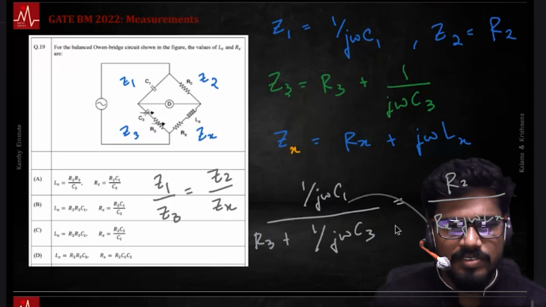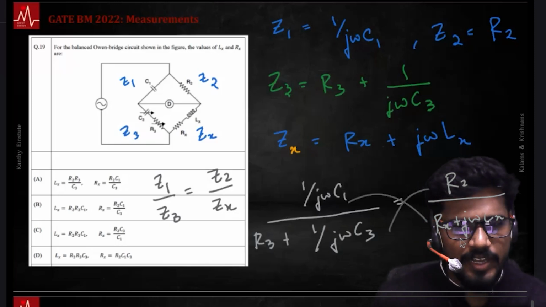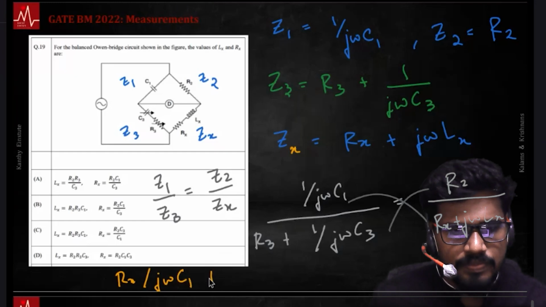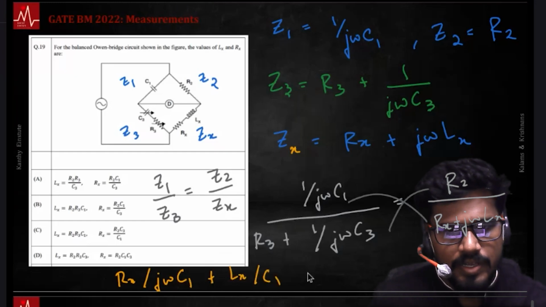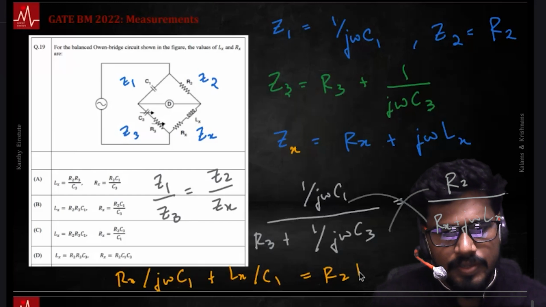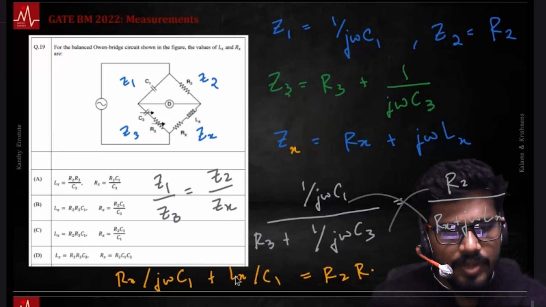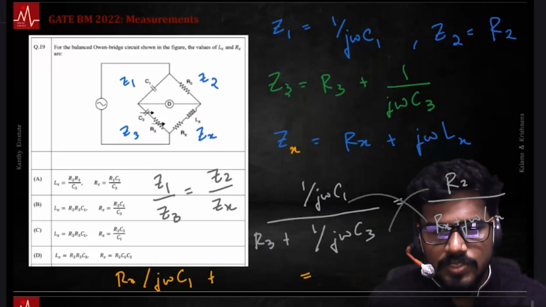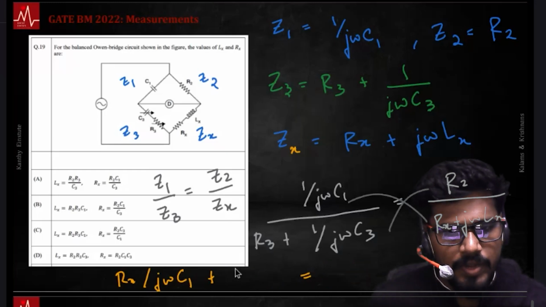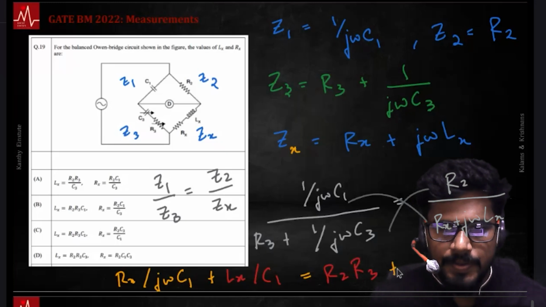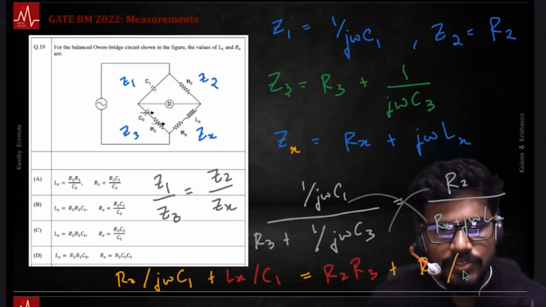So if we multiply this and this, there is a real part and an imaginary part. I can easily split that up. Okay, let's write that one. So I got Rx by j omega C1 plus Lx by C1 equals R2, R3. Let's write the real and imaginary parts in different colors. I'm going to write the real part in red so that it's more clearly visible. The real part here would be Lx by C1. The real part here would be R2 R3. There is an imaginary part here that would be R2 by j omega.